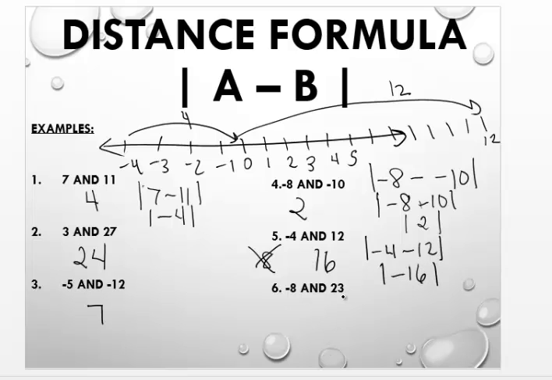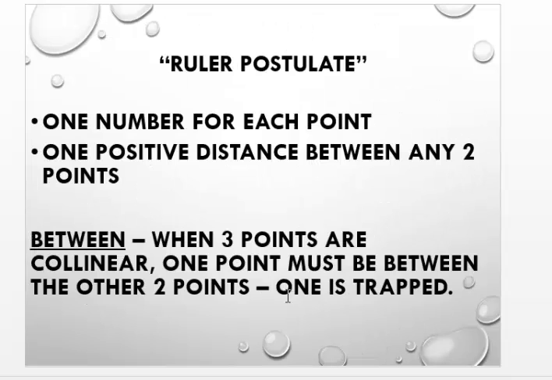Same thing here. You don't just take 23 minus 8. It doesn't work like that. Whenever you're in the negatives, you have to go to the 0 and then go clear out here to 23. So that's actually going to be an answer of 31. Using the formula, that would be -8 minus 23. The absolute value of -31 is 31. You can simply count, or you can use that formula.